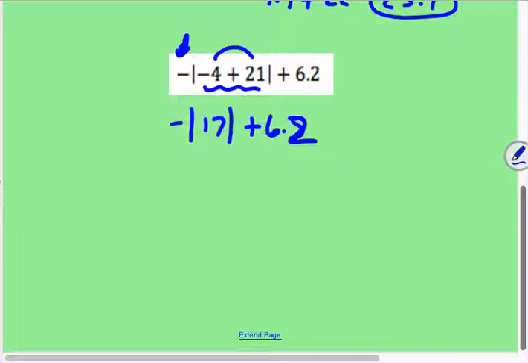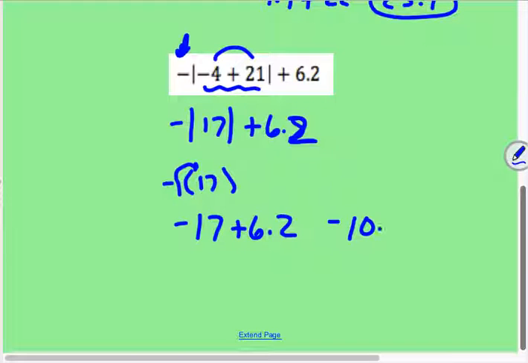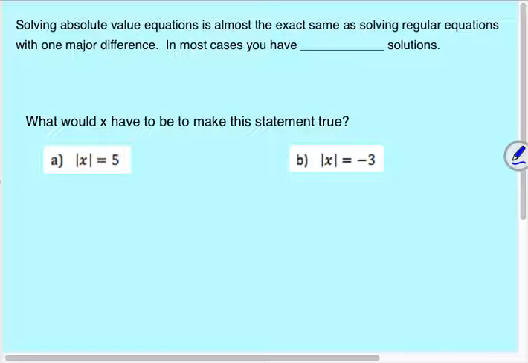6.2. The absolute value of 17 is 17. So I'm just going to put it in parentheses now. Now it's negative 1 basically times this 17. So that becomes negative 17 plus 6.2. Negative 17 and 6.2 is going to give me negative 10.8. And that's my final answer there. Okay. So a little work with evaluating.